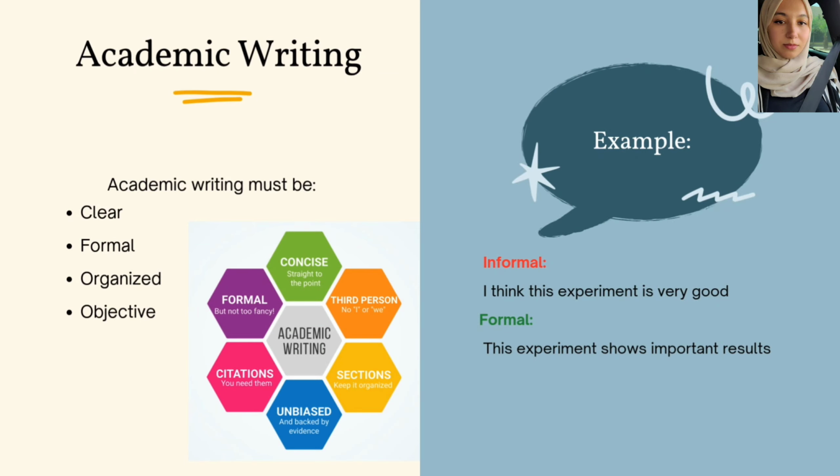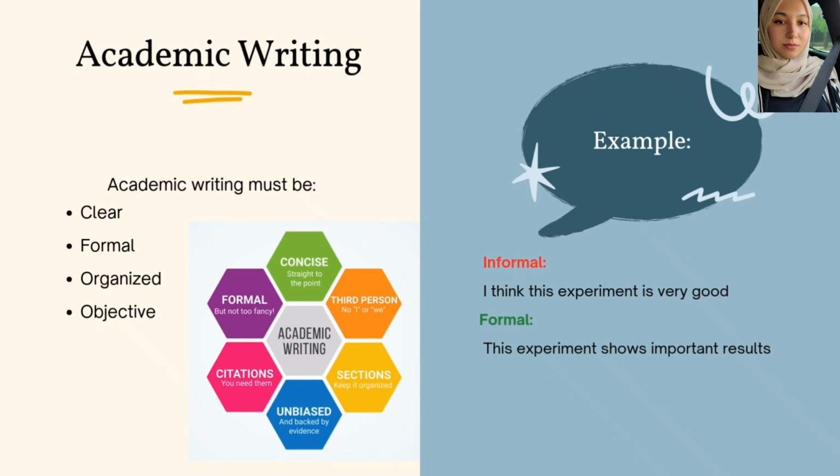So academic writing is a little bit different from normal English. It should be clear, formal, organized, and objective. Now let's understand the difference between informal and formal language. Informal language is used in daily conversation. We use it with friends and family. However, formal language is used in academic and professional situations. We use it in reports, presentations, and emails.